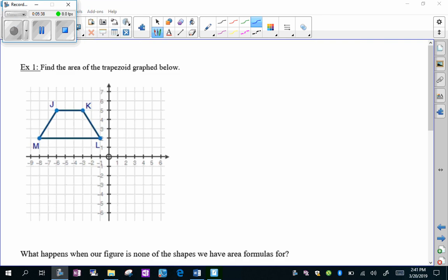So our first problem says find the area of the trapezoid graphed below. So it's on the coordinate plane. So that really helps us out in terms of finding our base and our height, so on and so forth. But the first thing we should do is let's write down our formula. So we have a trapezoid, so the area equals B1 plus B2 times H divided by 2.